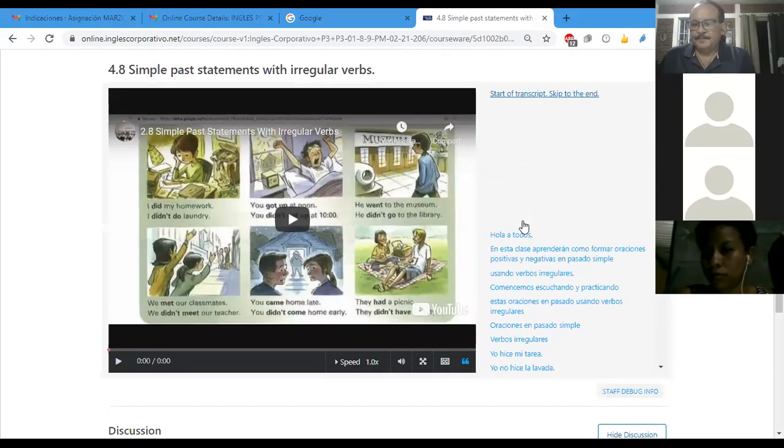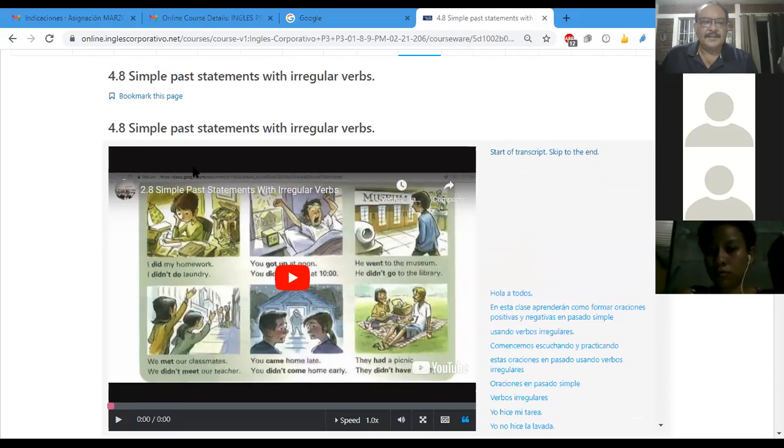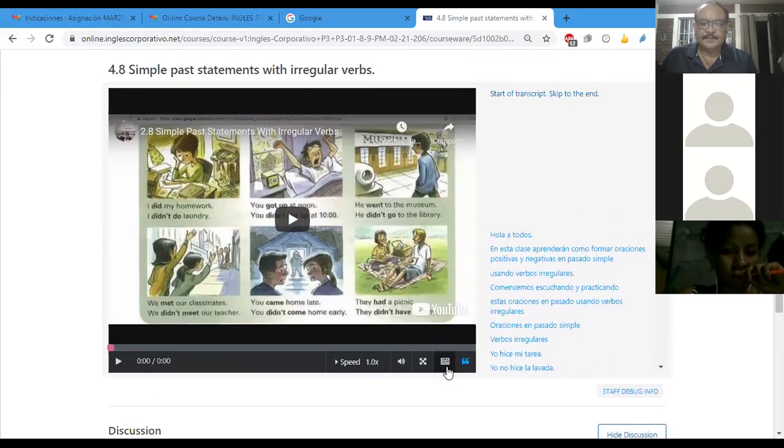Okay, so this is what we had last night, right? We were working on the past tense, simple past statements with regular verbs, right? The first videos were about the regular verbs. Now we have the irregular verbs. I'm going to repeat this one to refresh the verbs and the instructions, okay?